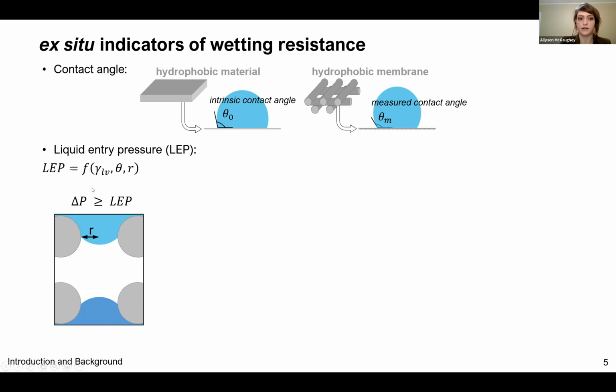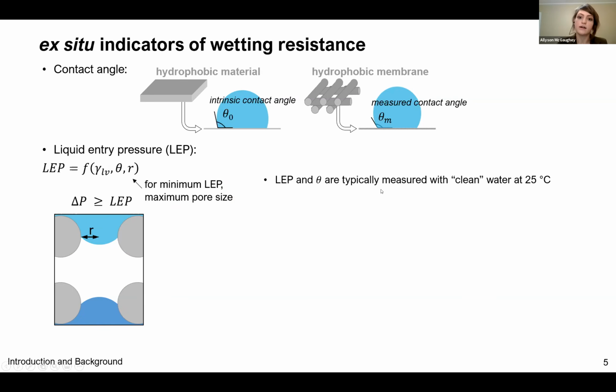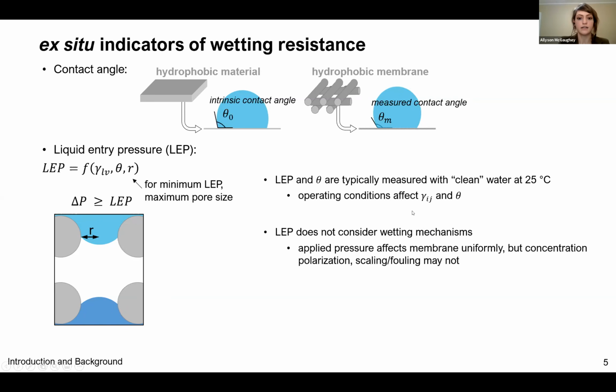According to the classic models, LEP is understood to depend on the surface tension of the feed solution, the contact angle of the membrane, and the pore size R, which for the minimum LEP, which is generally reported, corresponds to the maximum pore size. Both LEP and contact angles are typically measured using clean or pure water at ambient temperature. But in membrane distillation, the elevated temperatures, elevated salinities, and elevated pressures can affect the interfacial tensions and contact angle, which affects LEP.